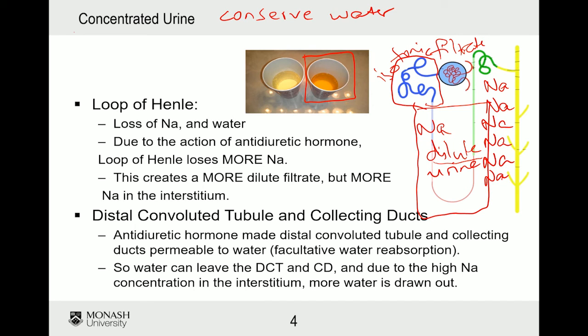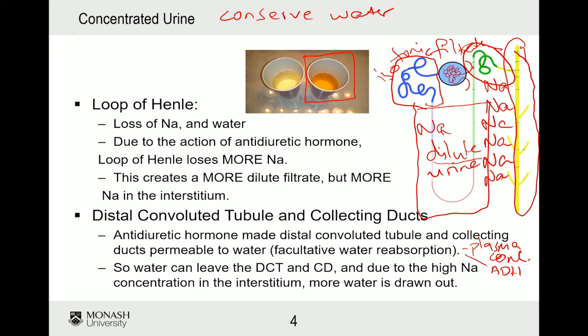The distal convoluted tubule and collecting ducts are acted upon by a hormone known as antidiuretic hormone, and it makes the distal convoluted tubule and the collecting duct permeable to water. This is called facultative water reabsorption, and it means that it depends on the plasma concentration of water, and it depends on the presence of antidiuretic hormone. So plasma concentration and antidiuretic hormone.